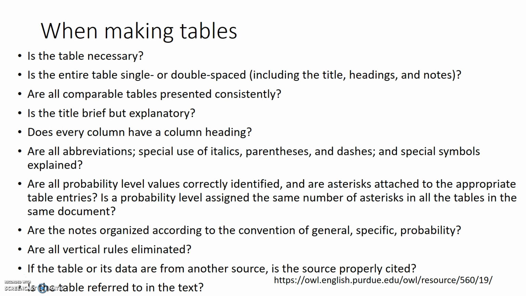They should be explained. Are all probability level values correctly identified, and are the asterisks attached to the appropriate table entries? Is a probability level assigned the same number of asterisks in all the tables in the same document? We'll learn more about what are probability levels and the use of asterisks to indicate the significance later on when we talk about the statistical tests.